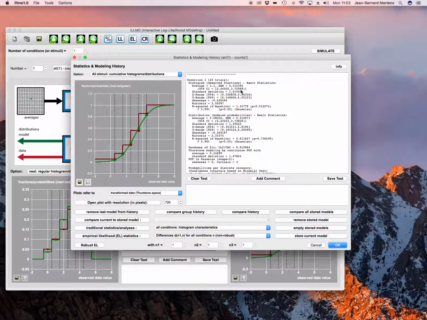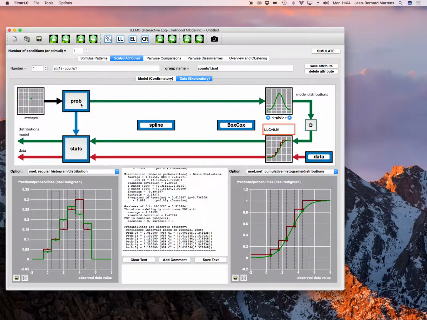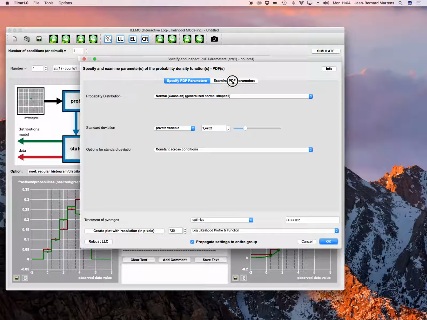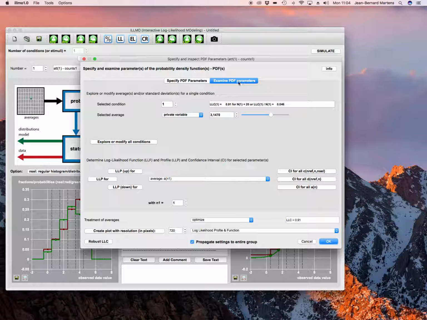But it's pretty obscure, certainly to novice users, where that confidence interval comes from. Now, traditional statistics relies very much on Gaussian distributions, and the confidence interval is actually determined based on some analytical results that are known from theory. ILLMO has a different approach, and we will show how confidence intervals can be created in ILLMO for the same case. We go to the probability dialog and to examine PDF parameters.